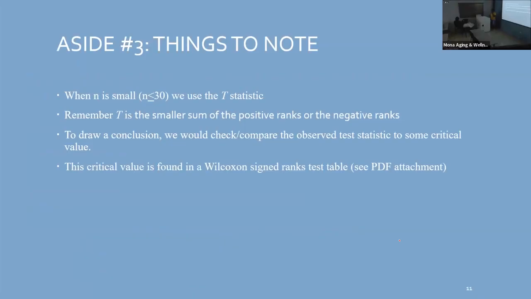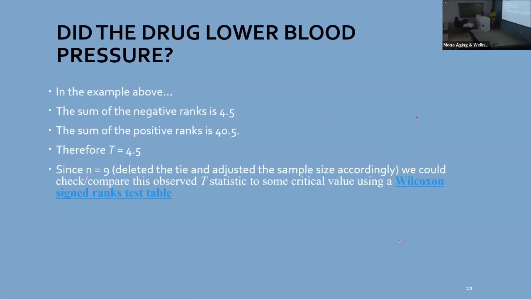So this is us going off track a little again. It says we're going to use this statistic, what we just did, the smaller of the two sums. Just remember it says when T is the smaller of the sum of the positive or negative ranks. To draw a conclusion, we're going to compare that observed statistic to some critical value, just like we did before. That critical value is found in the Wilcoxon signed rank test table. You should have that for those who are online, and those in the classroom should have a hard copy.